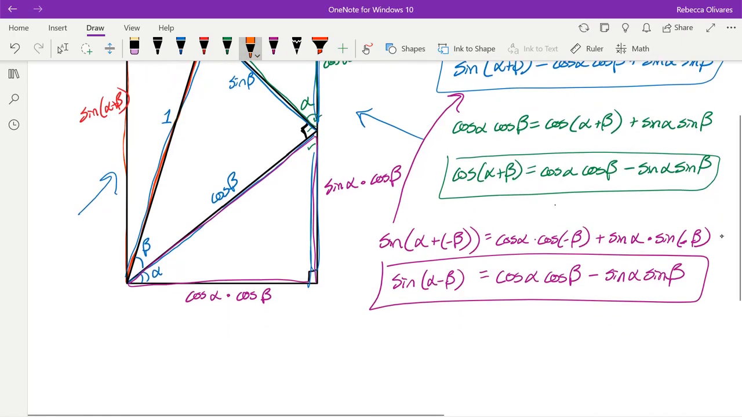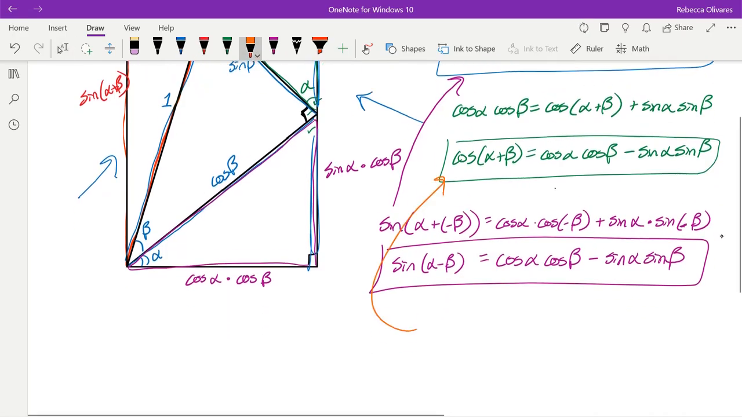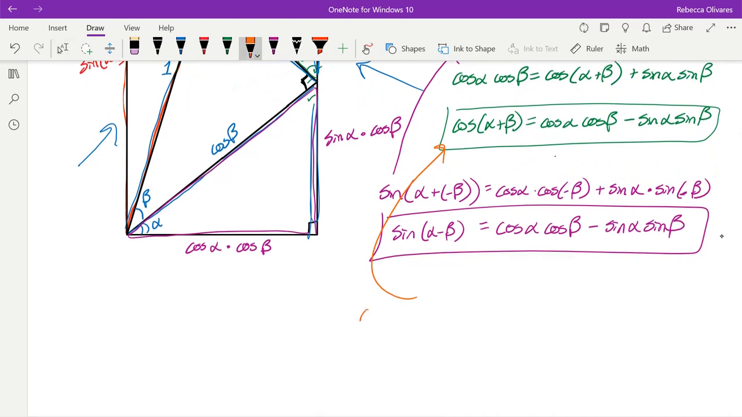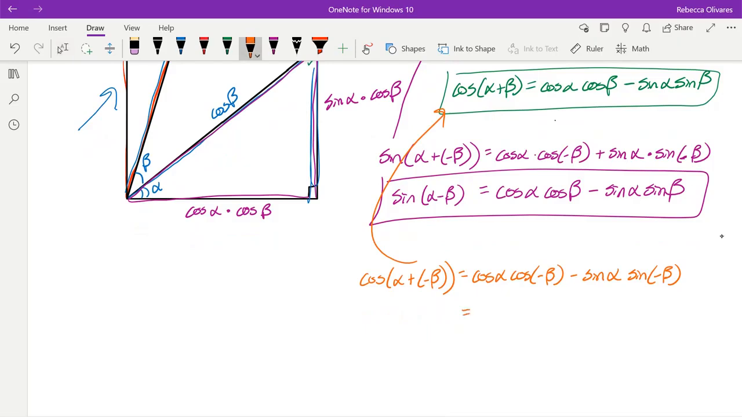Finally, let's do the same thing for the cosine. I'm going to call this cosine of alpha plus a negative beta. So cosine alpha plus a negative beta. And same thing I did before, I'm going to replace all my betas with negative beta. And so again, cosine is even. So that's cosine alpha. That just becomes positive cosine of beta. And then over here, sine of negative beta, that's going to make that whole term negative because sine is an odd function. Times that negative is going to make that a plus sine alpha sine beta. And so that is the cosine difference identity for trig.